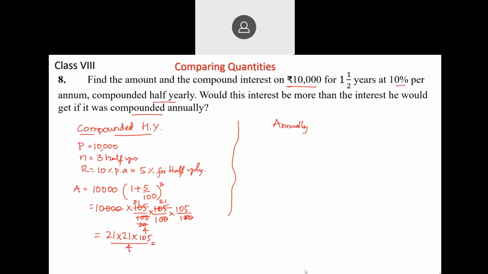21 into 11,000. The answer is 11,576.25 rupees. This is the amount for compounded half yearly.